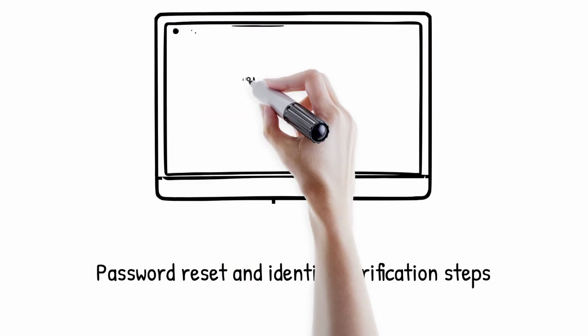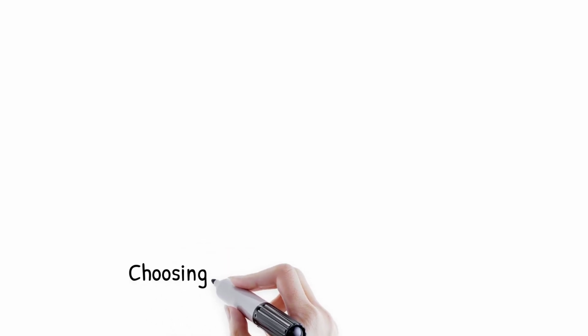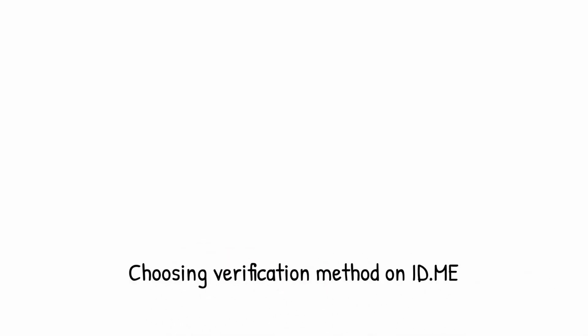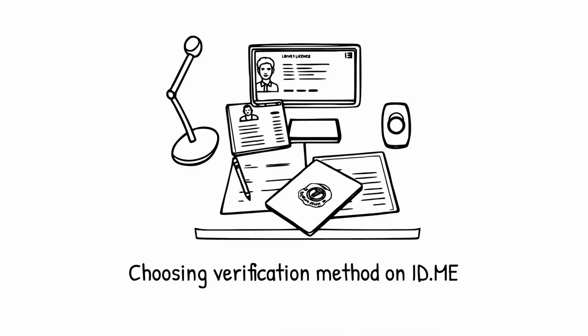Now, let's move on to the identity verification process. After logging in, you might be prompted to verify your identity, especially if you're accessing services that require confirmation. ID.me offers several options for verification. You can choose to verify through your social security number, driver's license, or passport. Select the most convenient option and follow the instructions carefully. Ensure that the details entered are accurate and up-to-date to avoid any issues.